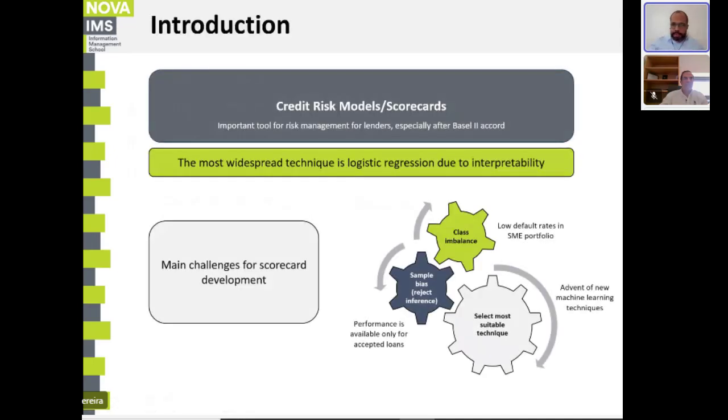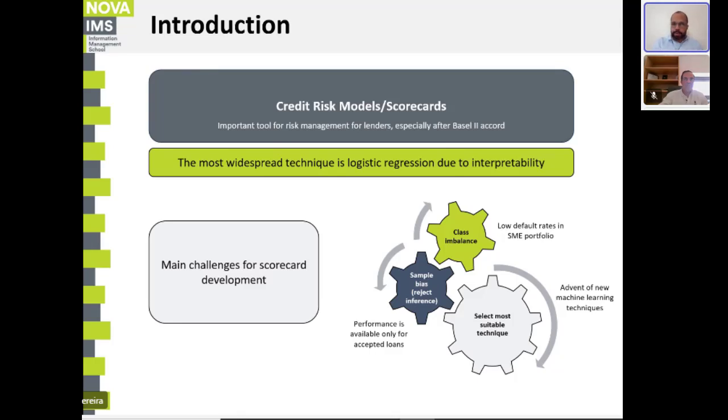So first point is about why this problem. Credit risk models are a very important tool for risk management for lenders, especially for regulated lenders after the Basel II Accord. And the most widespread technique is the logistic regression because regulators require interpretability, and this provides a lot of interpretability. At the same time, new fintech lenders, mostly unregulated, may explore other machine learning techniques.